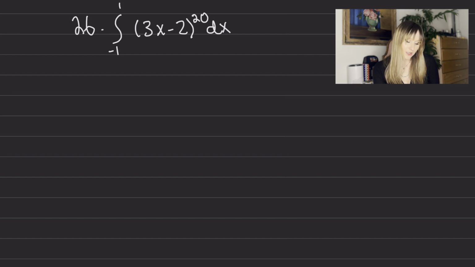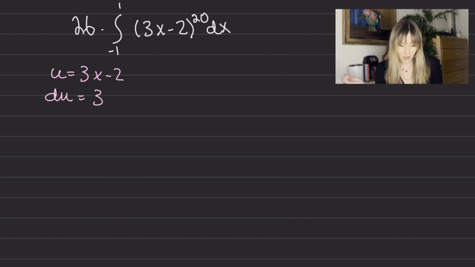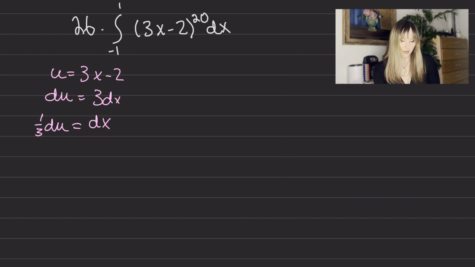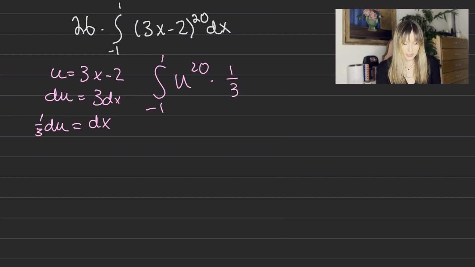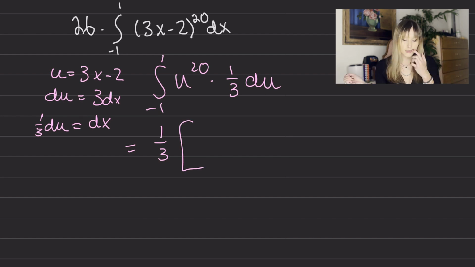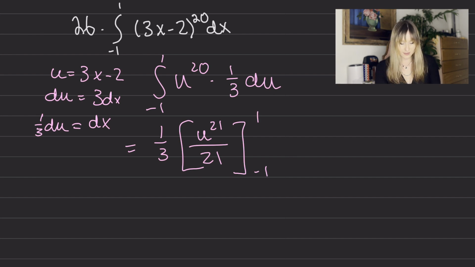So I'm going to do a u here because we can. u is 3x minus 2. The du is going to be 3 because that's just a derivative, okay? And then dx is going to be 1/3 of du. So plugging that in, we get minus 1 to u to the 20th times 1/3 du. Taking out that 1/3 and then solving the integral, which is going to be u to the 21st over 21. We're going to evaluate that at 1 and minus 1.